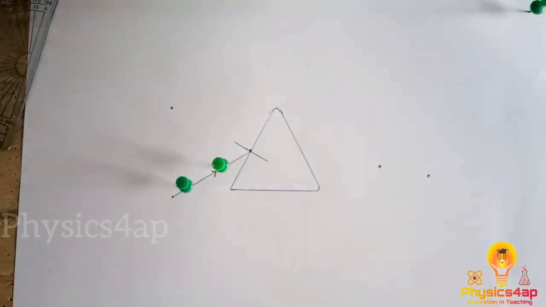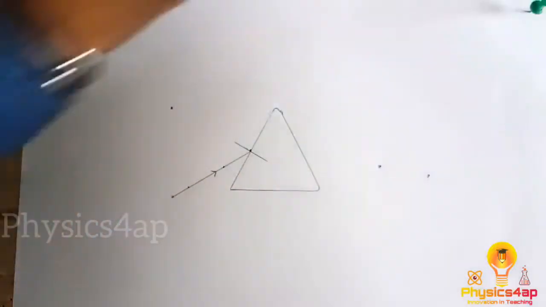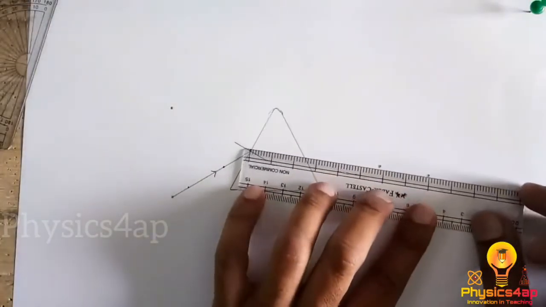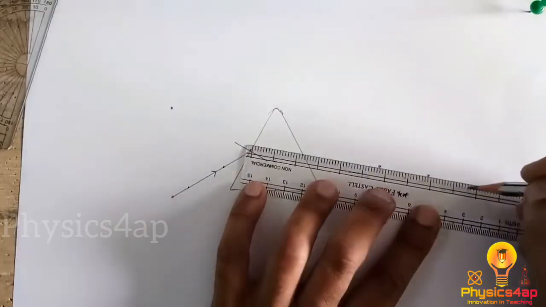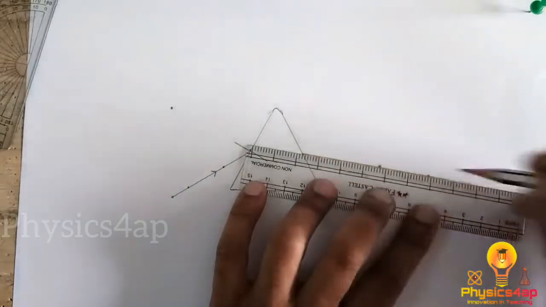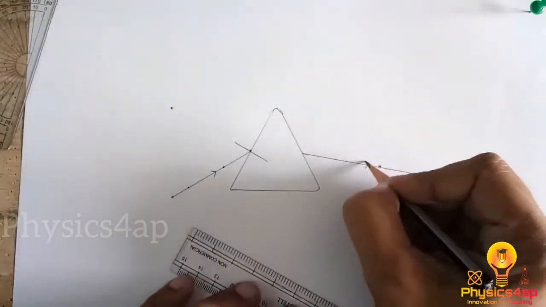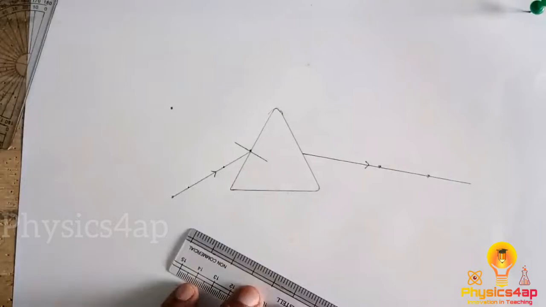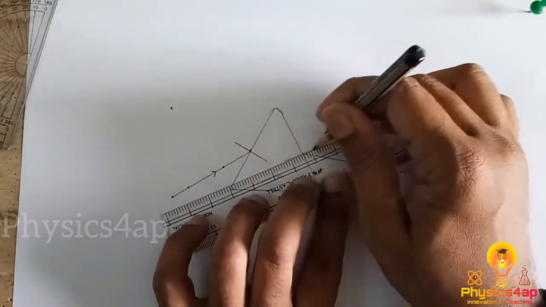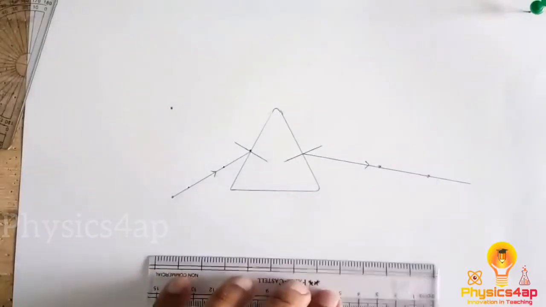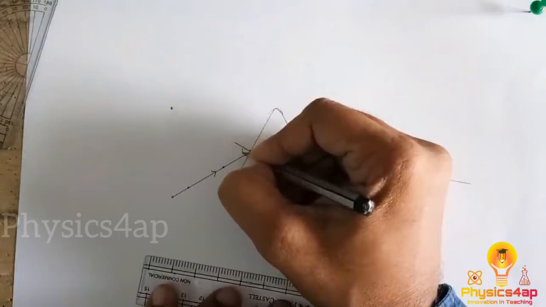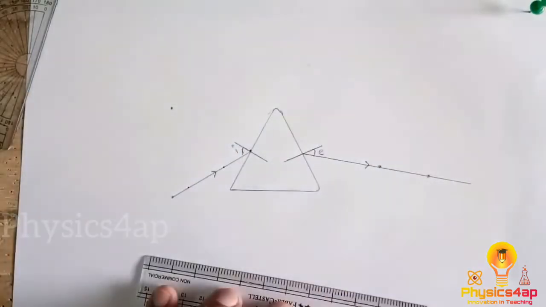Now we'll put the prism aside. No need of these pins also. These 2 points join with a straight line over here. This will be your emergent ray, and from here the normal is at an angle of 90 degree. So this will be the angle of emergence, this is the angle of incidence.